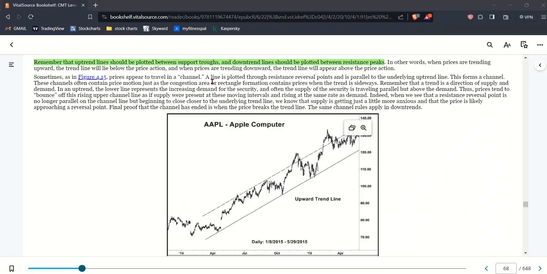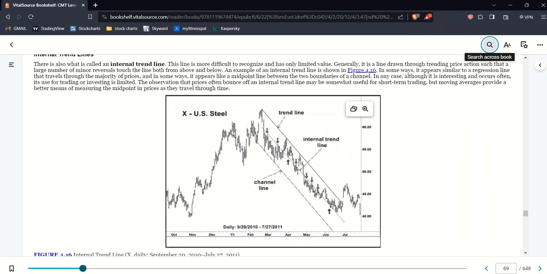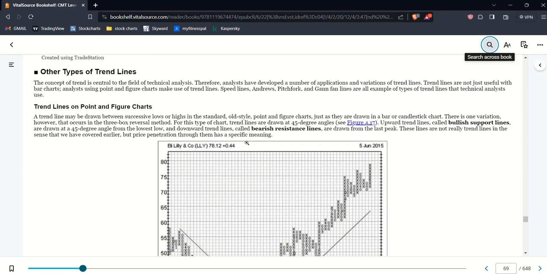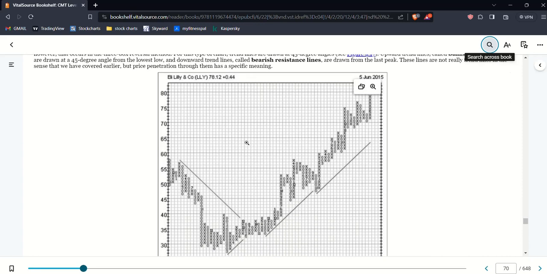Internal trend lines. Difficult to recognize and has only limited value. A line drawn through trending price action such that a large number of minor reversals touch the line both from above and below. This is the internal trend line. Main trend line, internal trend line. Other types of trend lines. Trend lines on point and figure charts. We'll be covering point and figure charts in a future chapter.